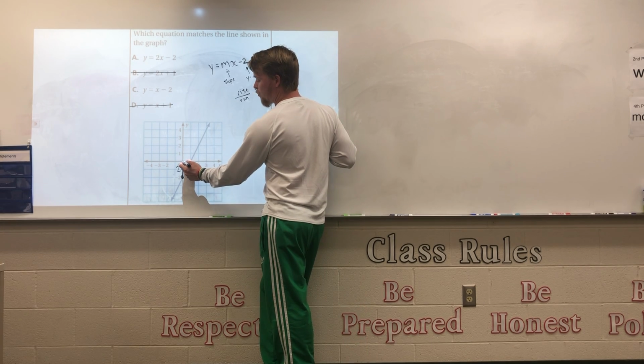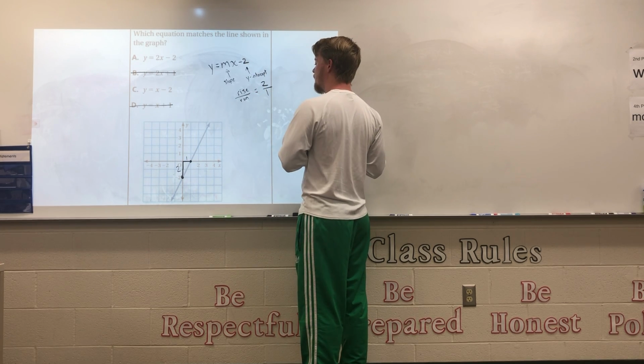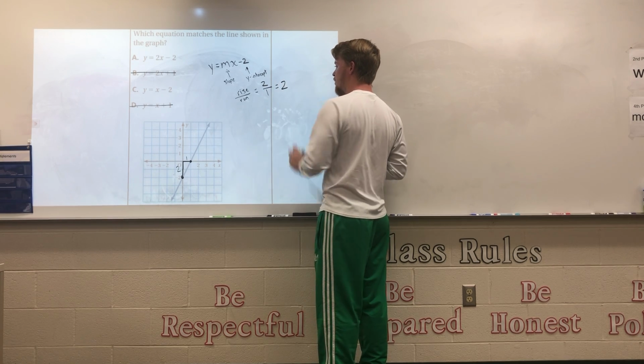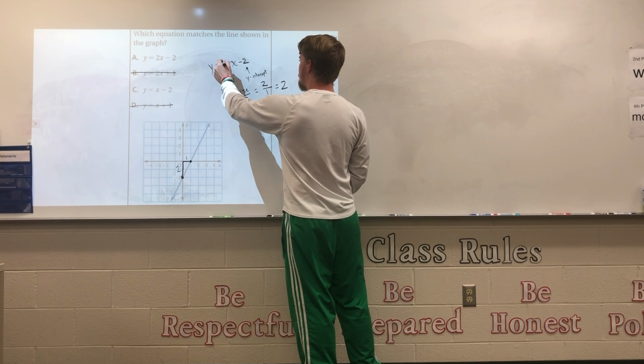And then I have to go right, which is positive, 1 spot. So that means my run is 1. So 2 divided by 1 is just 2. So that means what I fill in for my m is the slope of 2.